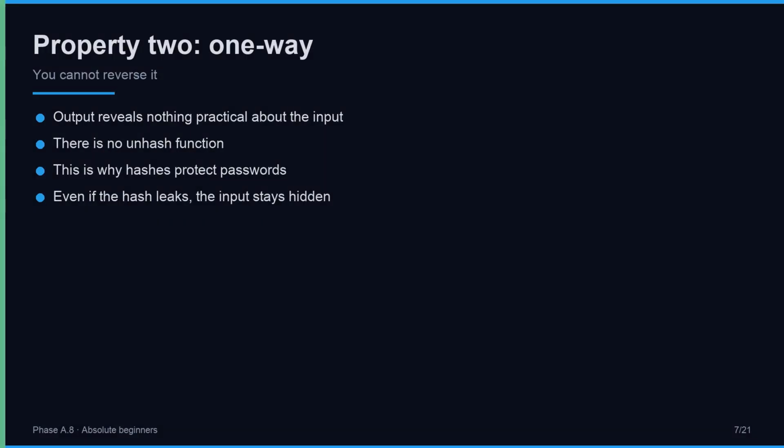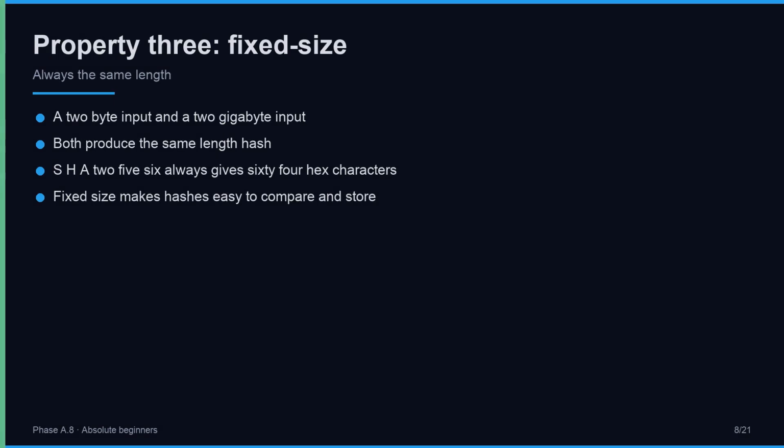The second property is one way. You can compute the hash from the input easily. You cannot compute the input from the hash. There is no unhash function. The output simply does not contain enough information to recover the input. This is exactly why hashes are used to protect passwords. The system stores the hash, never the password. Even if an attacker steals the hash, they cannot turn it back into the password. No unhash function.